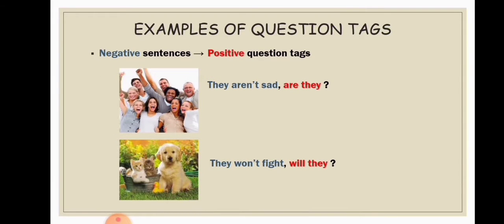If the sentence is negative, the question tag is positive. For example, they aren't sad, are they? So the sentence is negative. The question tag is positive. The question tag is, are they? Another example, they won't fight, will they? Again, the sentence is negative, and then the question tag is positive.